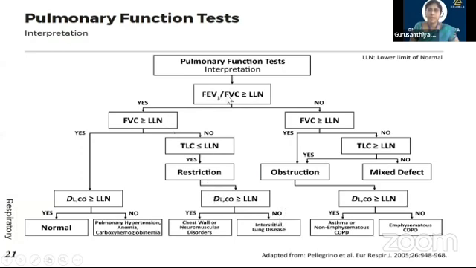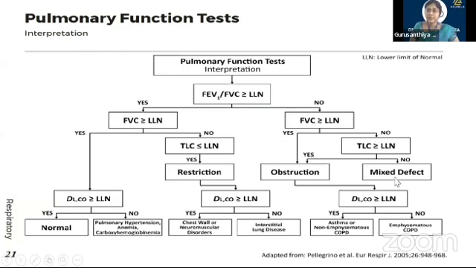Then if FEV1 by FVC is less than predicted, you see the FVC. If the FVC is normal, so FEV1 by FVC is less and FVC is normal, then it means an obstructive pattern. In any obstructive pattern, you see DLCO. If the diffusion capacity is normal, it means it's asthma or a non-emphysematous one. If the diffusion capacity is limited, then it means an emphysematous one.